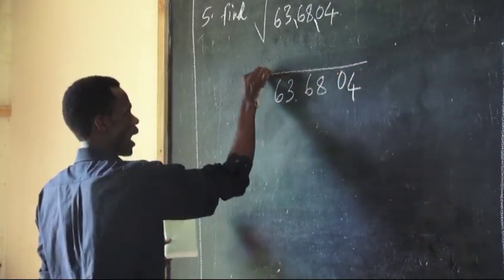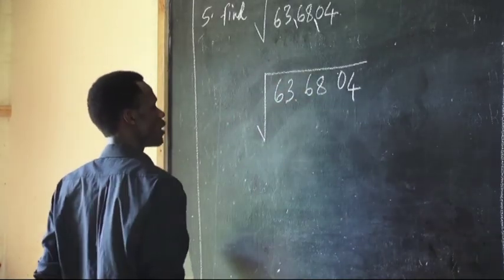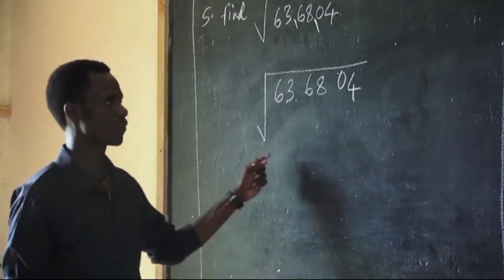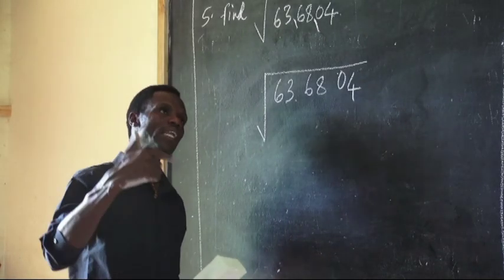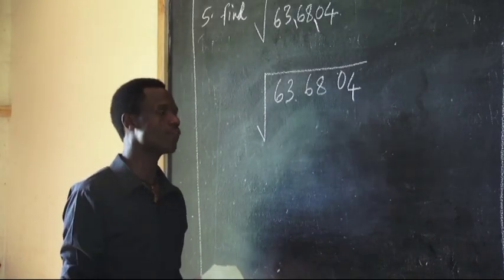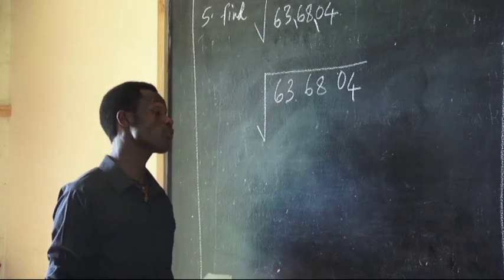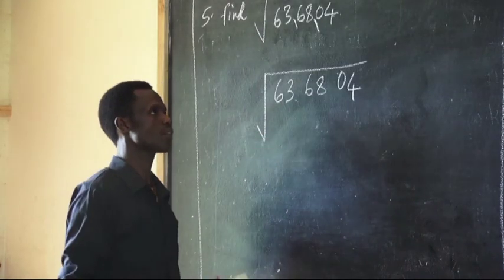Now we have to start with the first group from the left-hand side of the number. Remember, this is 63. Now you think of the number that you multiply by the number itself, so as to get the 63.